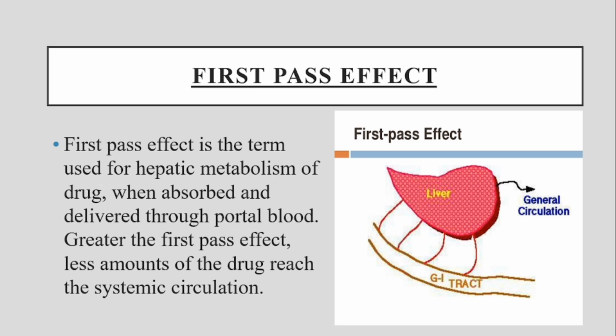There are factors which influence the magnitude of the first pass effect, and they include drug properties, liver enzyme activity, and rate of blood flow to the liver. There are drugs with high first pass metabolism. They require higher oral doses or alternative route of administration to achieve the therapeutic concentration.